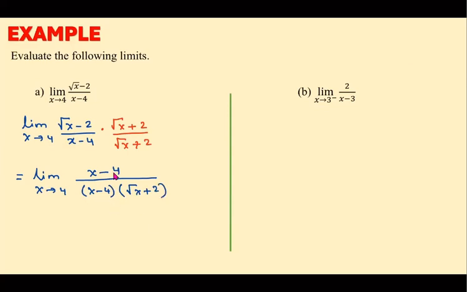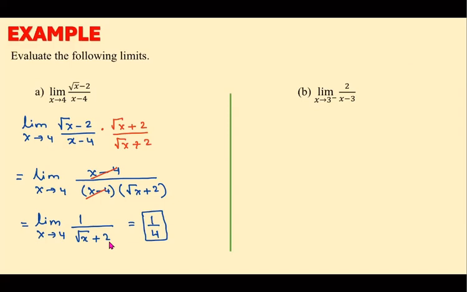So you can clearly see that we have x minus 4 in the numerator, x minus 4 in the denominator. We can cancel that. And we get limit as x approaches 4 of 1 over square root of x plus 2. So now we can perform the direct substitution, because if we substitute 4 in the denominator, numerator remains the same. In the denominator, this will be square root of 4, which is 2 plus 2, that is 4. So our limit is 1/4 there.